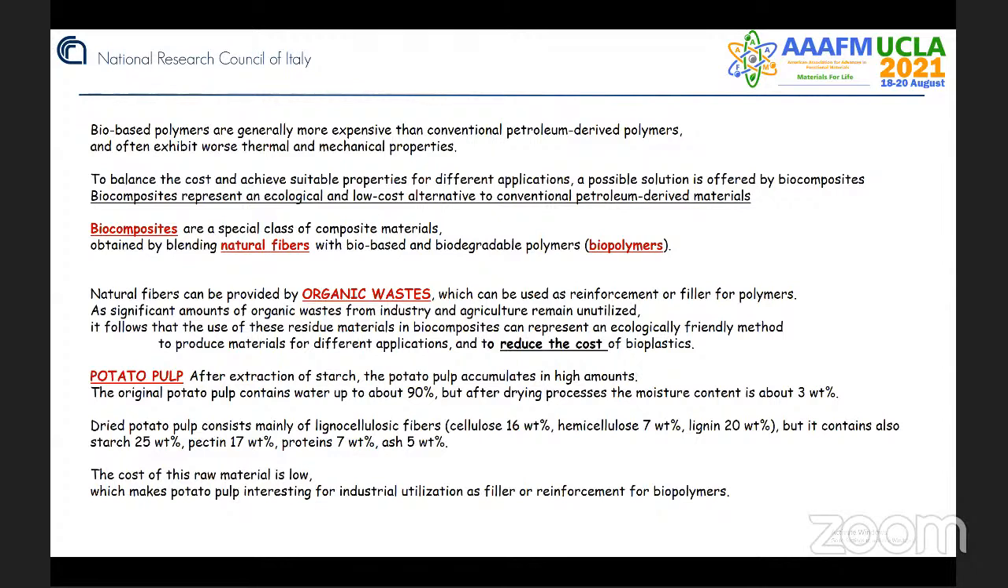Potato pulp is what remains after extraction of starch. The original potato pulp contains a high amount of water, but after drying, the water decreases to about 3%. Dried potato pulp consists mainly of cellulosic fibers, but it contains also starch, pectin, and proteins. The cost of this raw material is low, which makes potato pulp interesting for utilization as a filler or reinforcement for biopolymers.